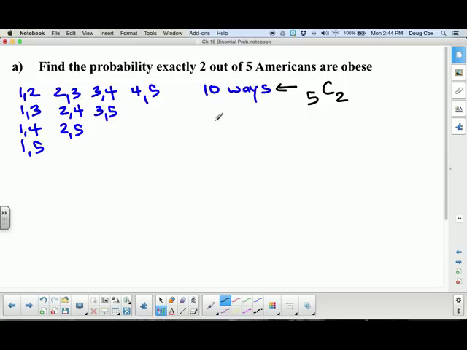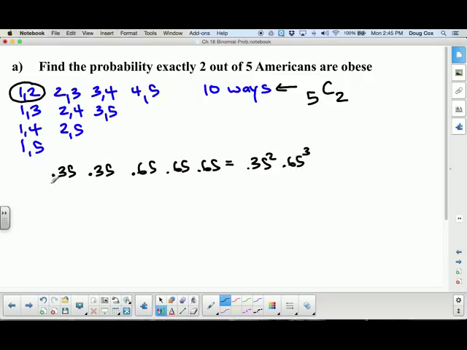The other thing that needs to be done is, let's say we're looking at just the first and the second, one of the 10 ways here. That would mean the first person is obese, the second person is obese, then the next 3 people are not obese. So we'd multiply these all together, and we'd wind up with 0.35 squared times 0.65 to the third power. Well, what if it wasn't the first and second? What if it was the third and the fifth?